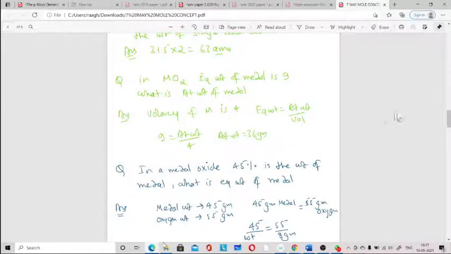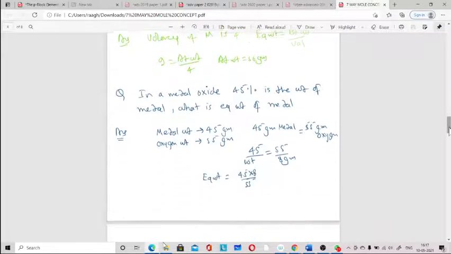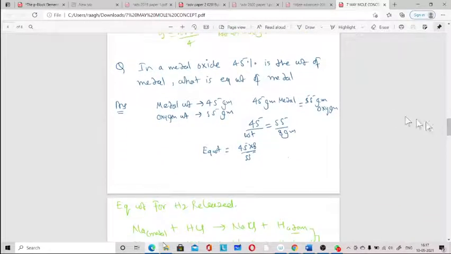So that is 36. Okay, just for revision, because it has been 2 days now, most of you do not have that much memory inside your head. So a metal oxide, 45% is the weight of metal. What is the equivalent weight? So 45% is bonded to 55% of oxygen, because out of 100%, 45 is metal, so 55 is oxygen. So what is bonded to 8 gram, that is your equivalent weight.